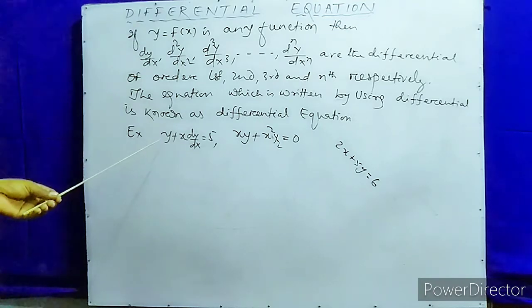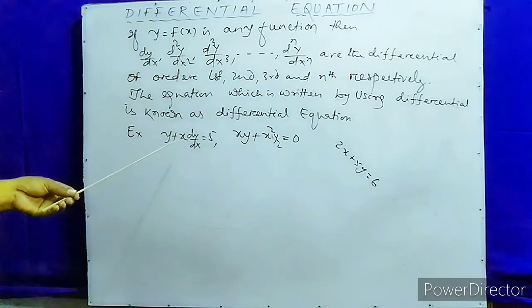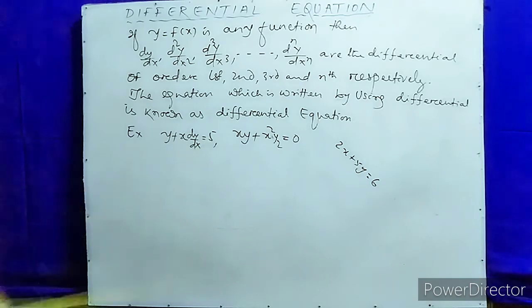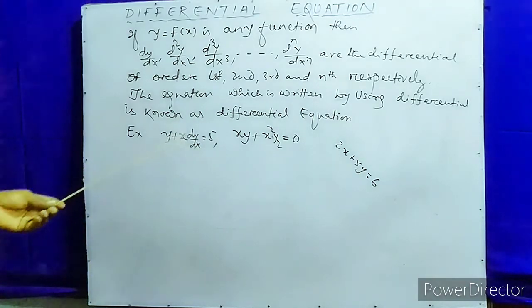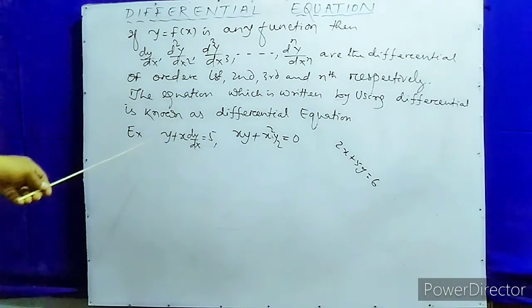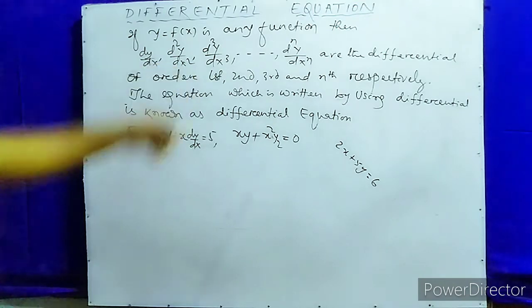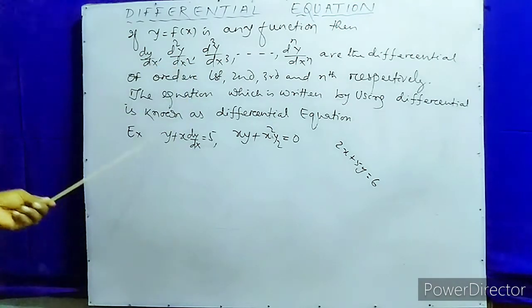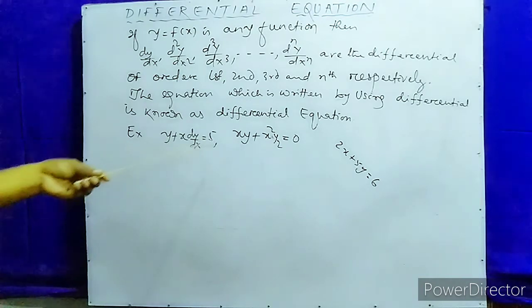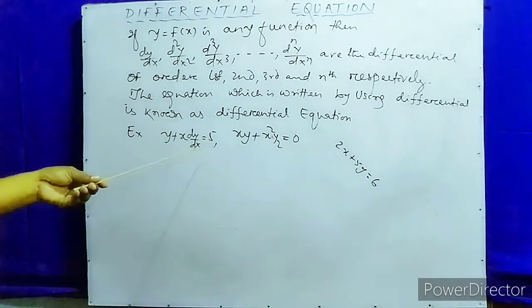Suppose here is one of the equations: x y plus x dy by dx equal to 5. This is a differential equation. Why is it a differential equation? Look here, x and y are the variables and dy by dx is the differential of the first order. So this is a differential equation of the first order.